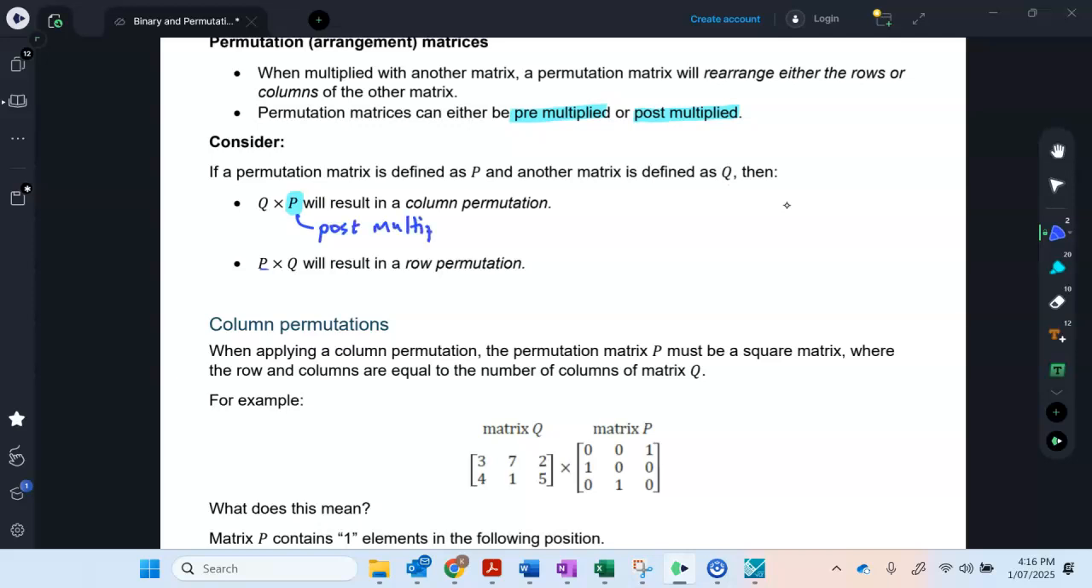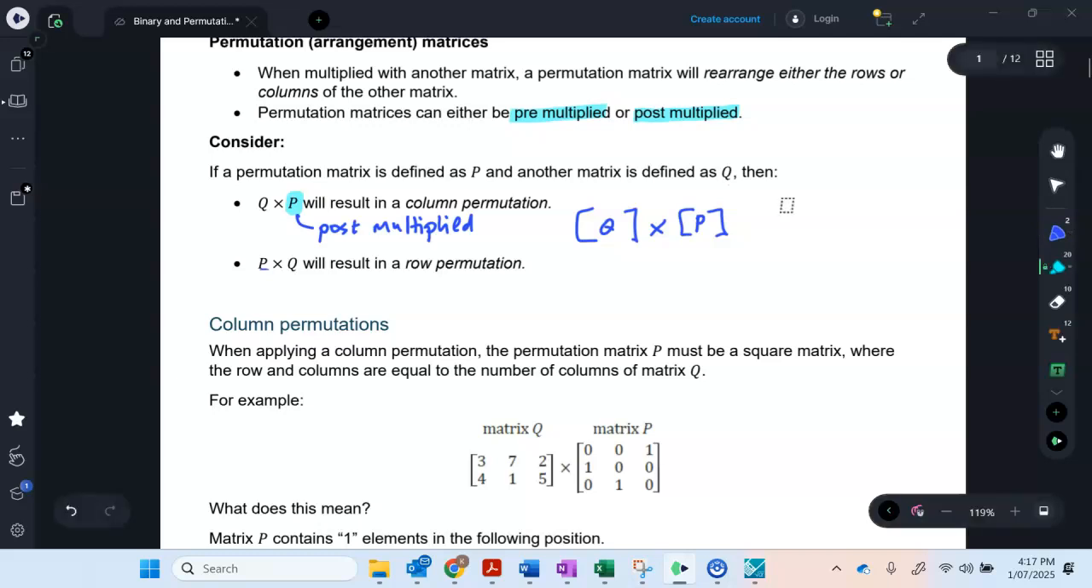or you can call it to the right, whatever, we can just do an example. So here's matrix Q, and it's being multiplied by our permutation matrix. That's what it means by coming second or to the right or being post-multiplied, and it will result in a column permutation. So what that actually means is it's changing the elements in the columns.